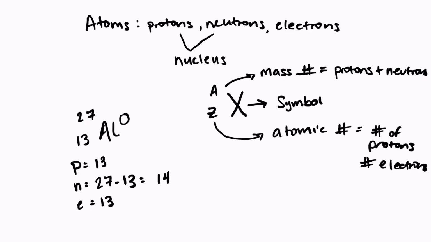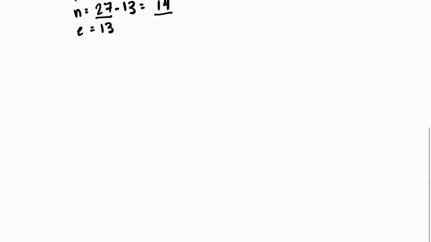And again, the number of neutrons we can find by looking at the mass number. The mass number is equal to the number of protons plus the number of neutrons. So if we know the number of protons, we can subtract that from the mass number to give us the number of neutrons. Not all atoms of an element will have the same mass.